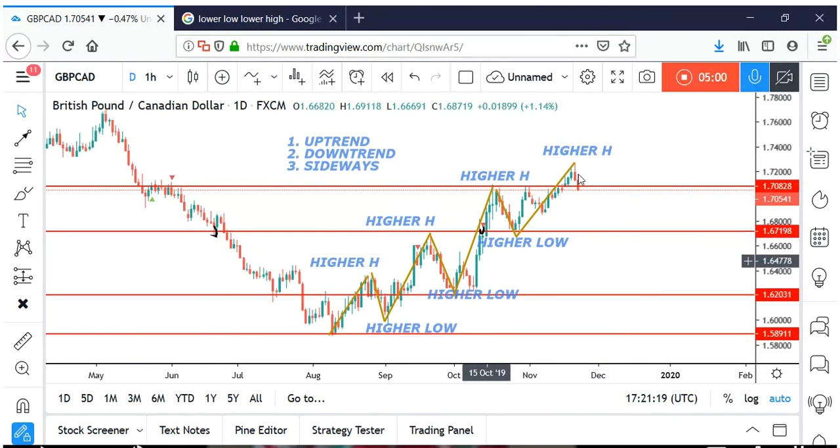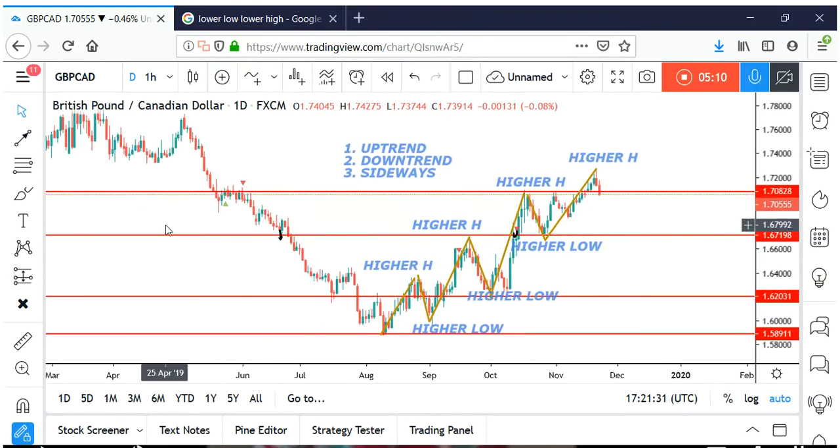So this is an uptrend. An uptrend is when the market is making a higher high and higher lows, as we go up the trend.